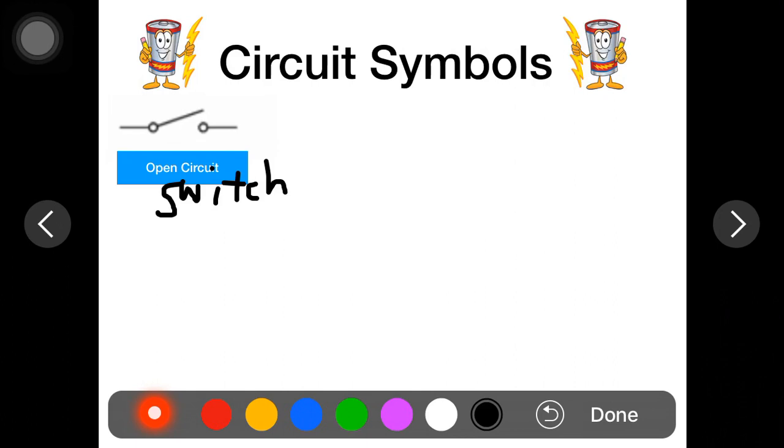So along with open circuit, it is an open switch. When this switch is open, then you have an open circuit. So I'd like you to go ahead and fill in open circuit, but also put the word switch there because this switch actually makes the circuit open. So this does represent an open switch.